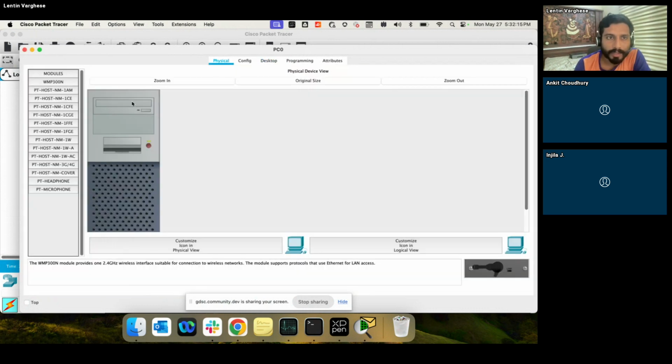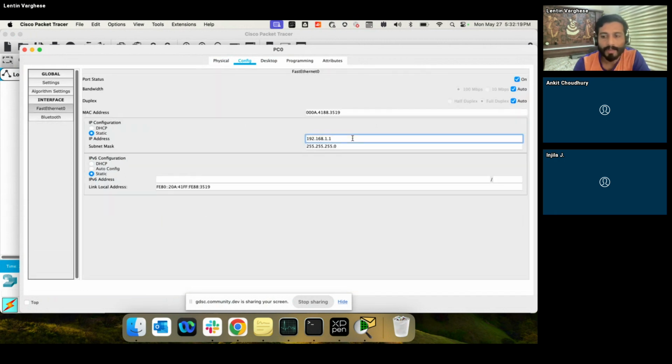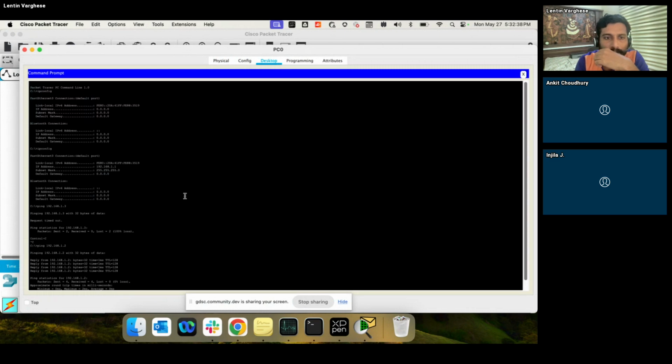So that's how essentially you configure two computers to enable communication between each other. Now, let's try this. I'm going to change this to 172.168.1.1. Okay. Will I be able to connect to the other computer now?